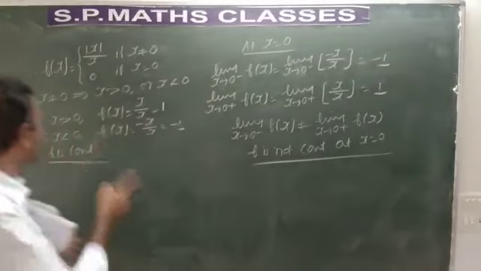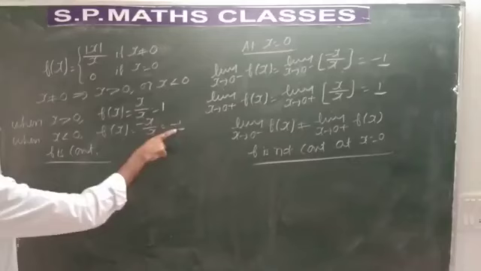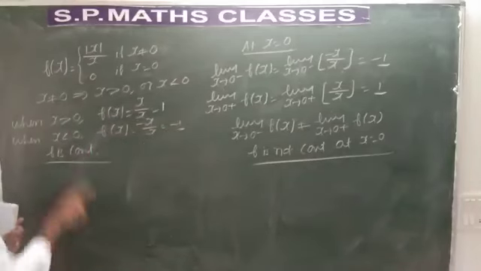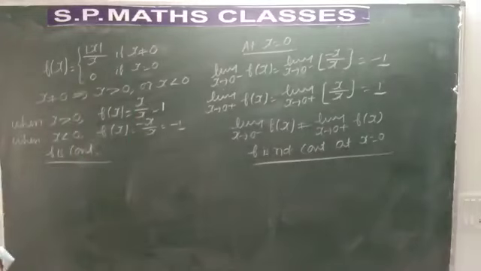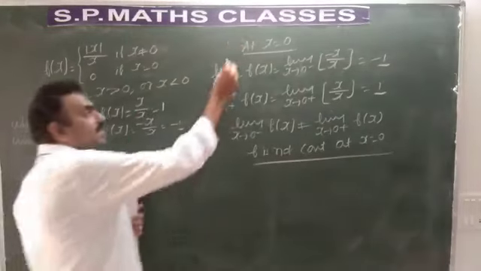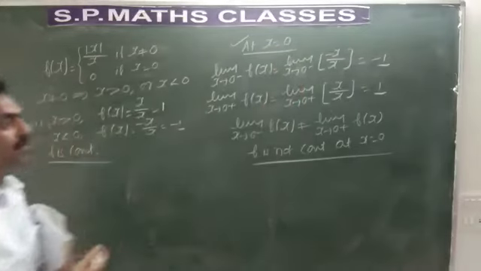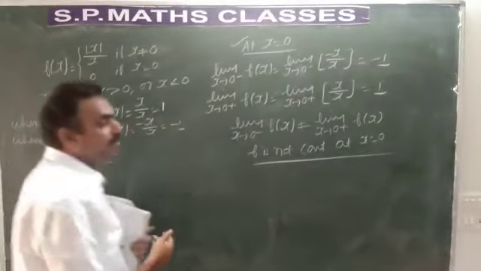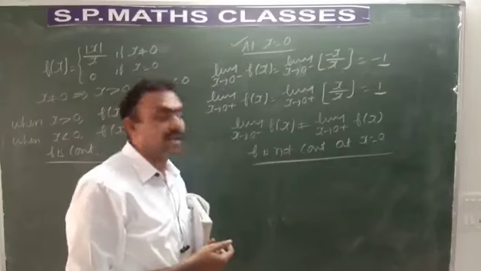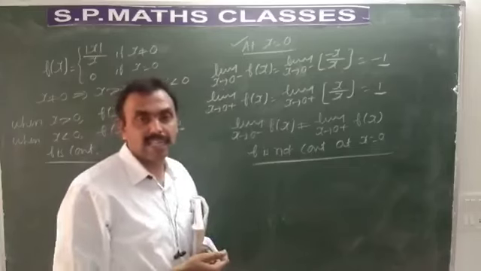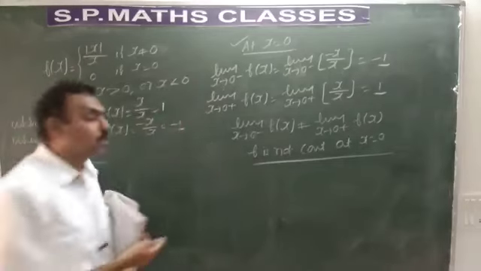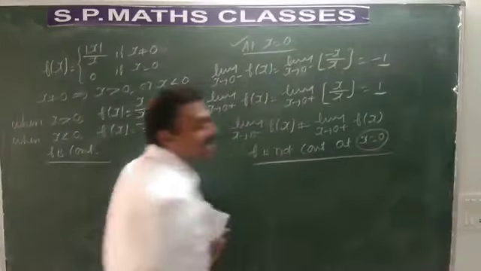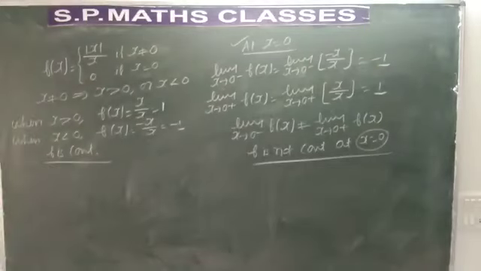So, for x less than 0, it is minus 1, a constant function, continuous. For x greater than 0, f of x is 1, a constant function, continuous. But at x equals 0, the left hand limit is minus 1 and the right hand limit is plus 1. Hence, we conclude that f is not continuous at x equals 0. Then, which is the point of discontinuity? The point of discontinuity is x equals 0.